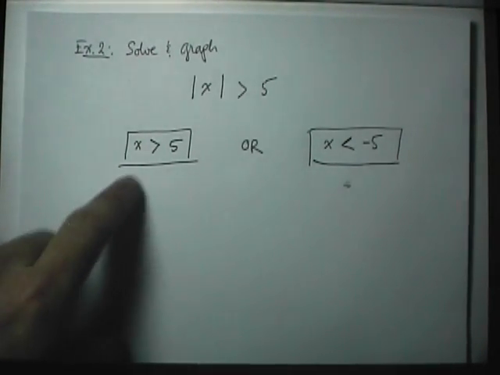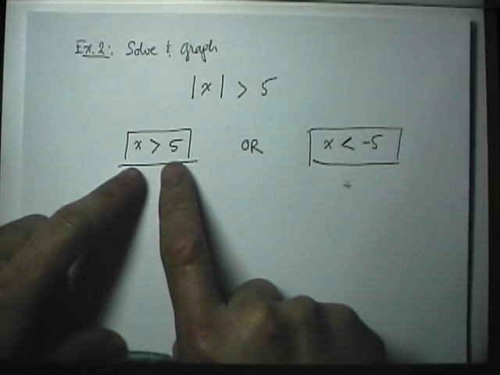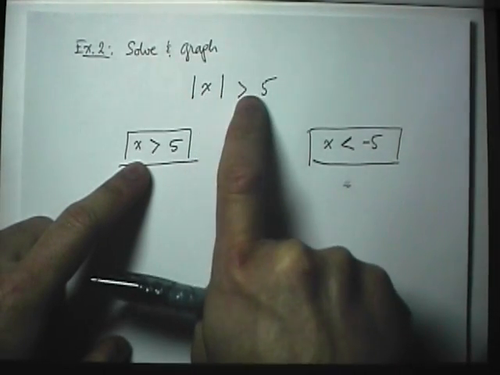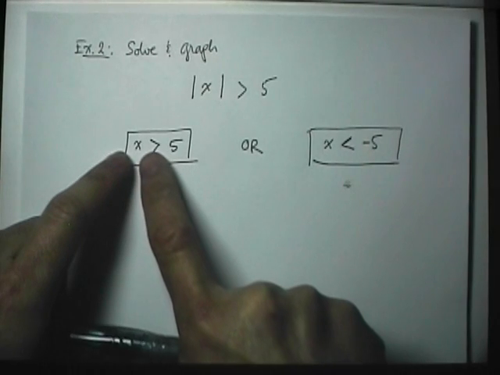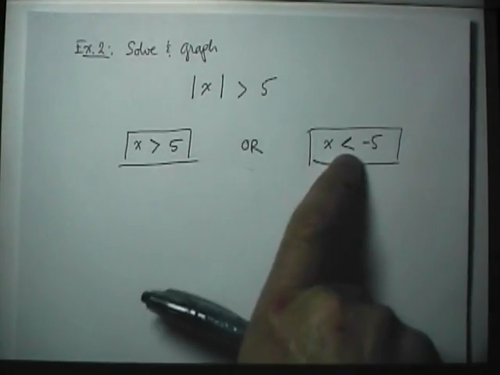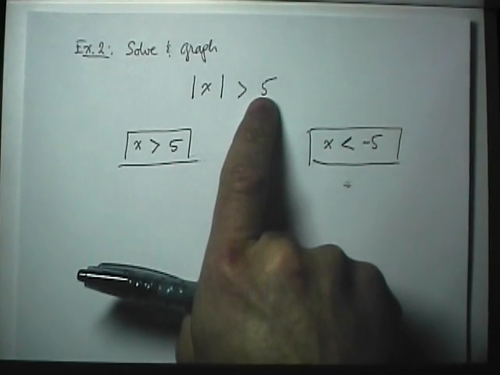So, logically, what it means here is that the x value satisfying x in absolute value greater than 5 has to be x greater than 5 or x less than negative 5. Those x values will be greater than 5.